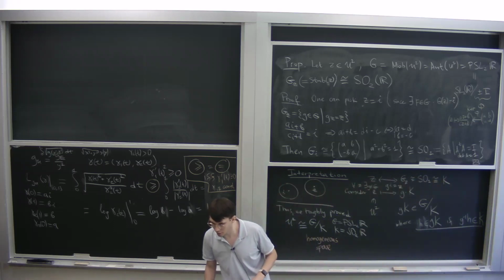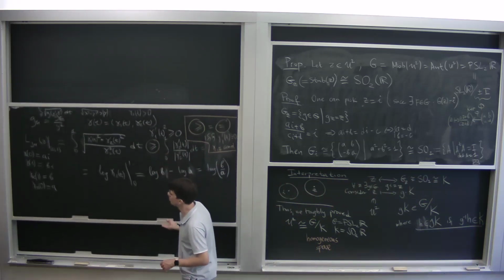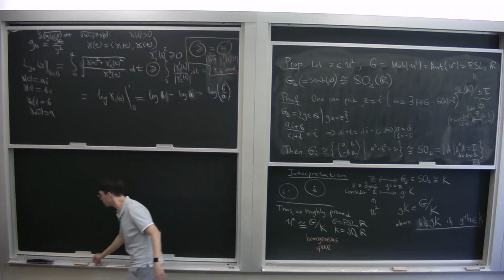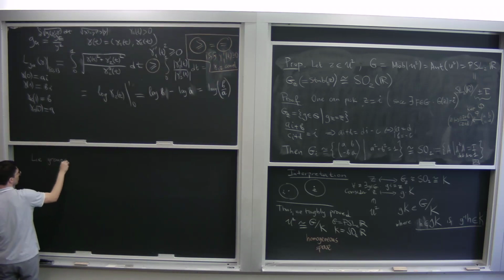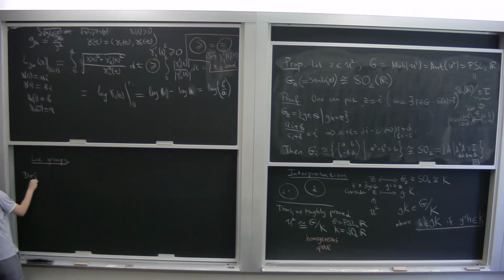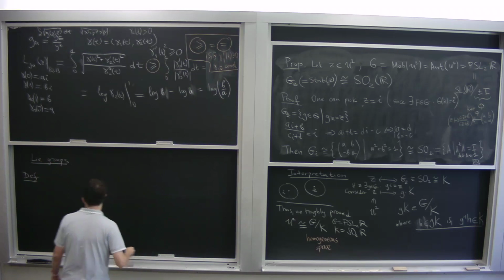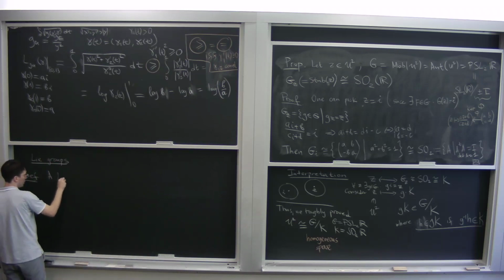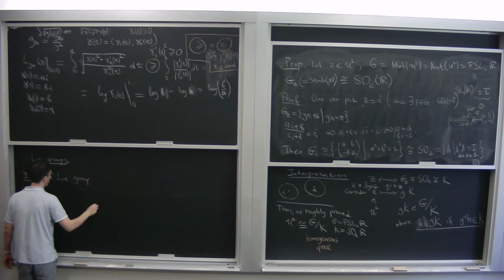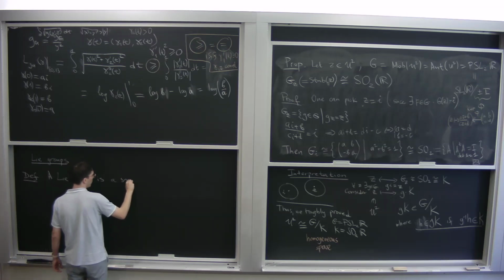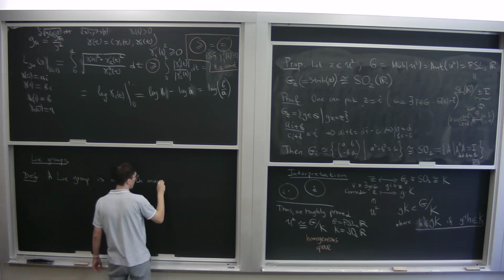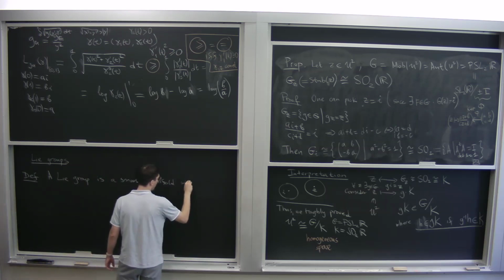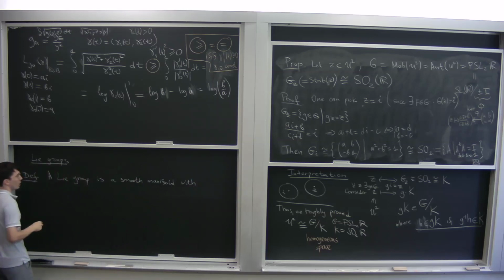Okay, now about Lie groups. So by definition, a Lie group is a smooth manifold with two algebraic structures, with a group algebraic structure.